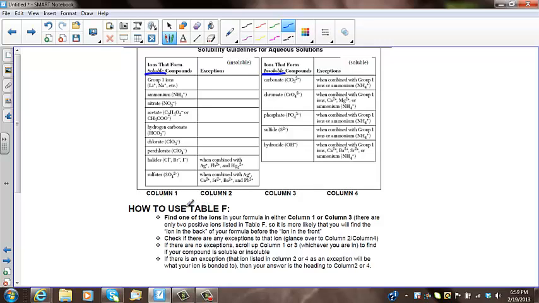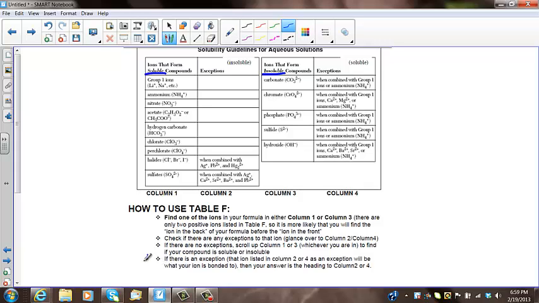So how do we use the table? Find one of the ions in your formula in either column 1, this one right here, or column 3. There are only 2 positive ions listed in Table F, so it is more likely that you will find the ion in the back of your formula before the ion in the front. Check if there are any exceptions. That's going to be in column 2 or 4. And that will help you determine whether your compound is going to be soluble or insoluble.